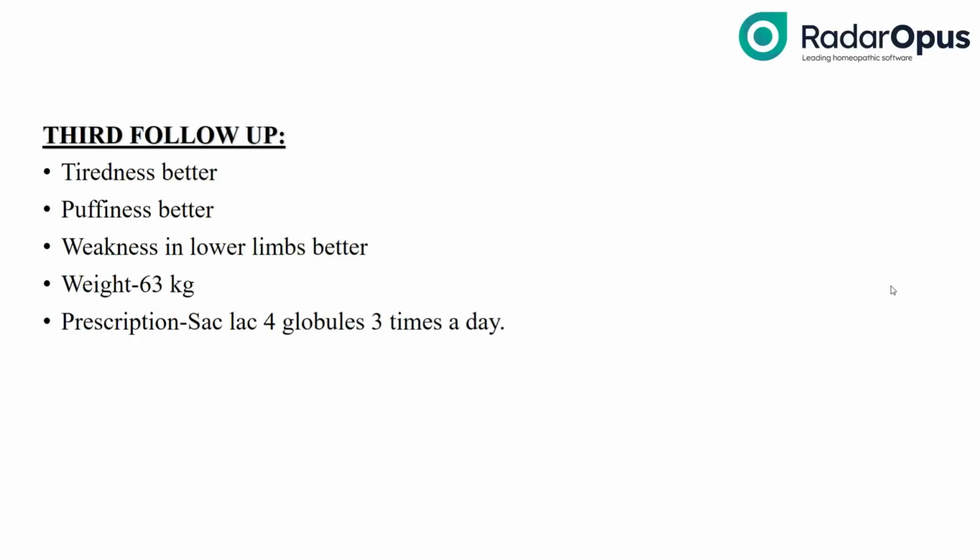In the third follow-up, the primary complaints of the patient were better. She told me that her tiredness was better, her puffiness got better, her weakness got better. Her weight was also 63 kgs now. She reduced 5 kgs in 4 months. And the prescription was Saclac 4 globules 3 times a day.